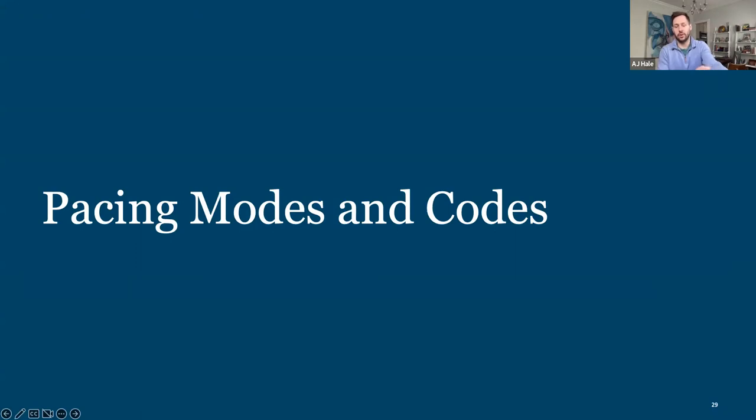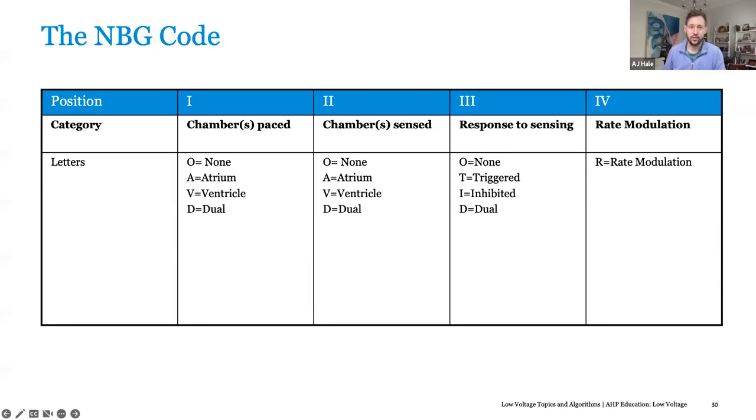All right, pacing modes and codes. If you remember where we left off, we spoke about bradycardia and the indications for pacers, and now we're going to move on to the NBG codes. The NBG codes are just a way to classify the mode that a current pacemaker is set to. The limiting factor for what code you select is the hardware itself. So is this a single chamber device? Also, are there issues with existing leads?